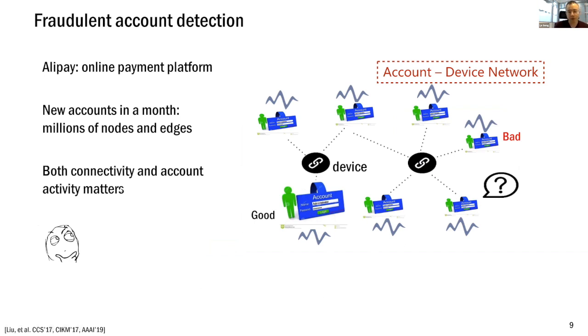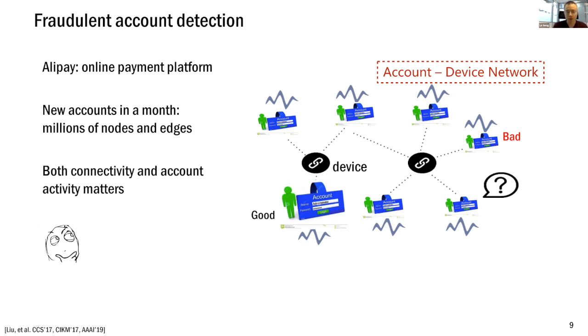In this particular case, there are two types of nodes. It's not just one type of node. There's one type of node corresponding to the account, and there's also one type of node which is a device. If that particular account has ever logged into that device, you'll have an edge connecting them. So you can imagine that multiple accounts may connect to the same device because you use the same device for login, and one account can log into multiple devices. Besides that, each individual account has its own activity information, right?